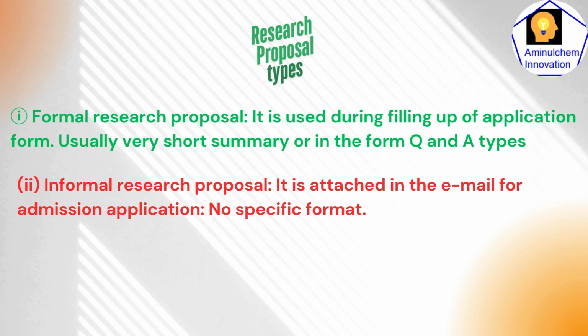Number one is the formal research proposal. It is used when filling up the application form. Usually, it is very short and sometimes it is in the form of question and answer, or sometimes certain hints are given and you need to fill in the hints based on your research proposal. The next one is the informal research proposal. It has no format and it is attached in the email for the admission application. So in this video, I would like to explain the first type, the formal research proposal, and the second type will be discussed in another video.